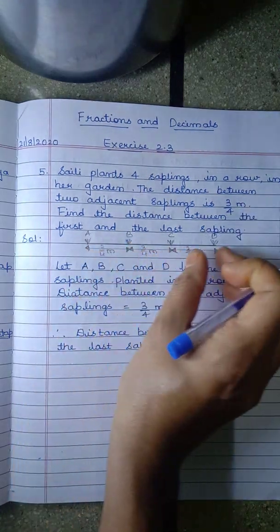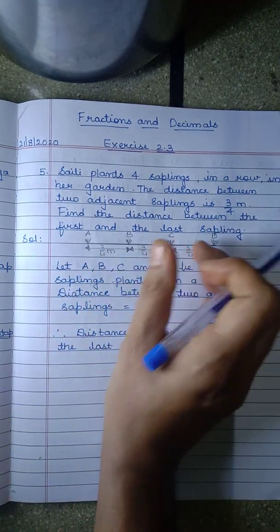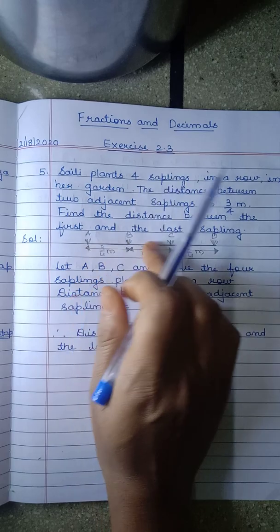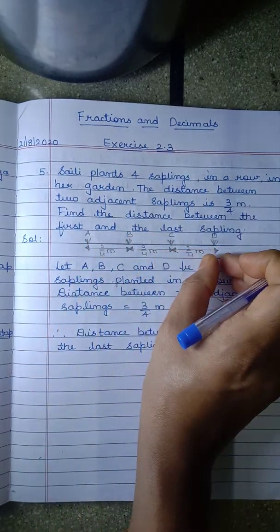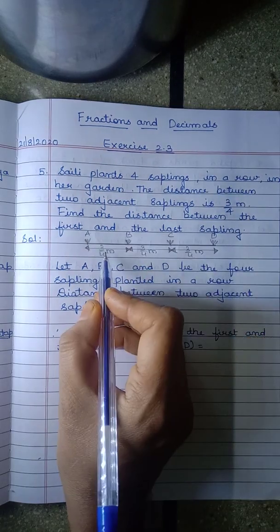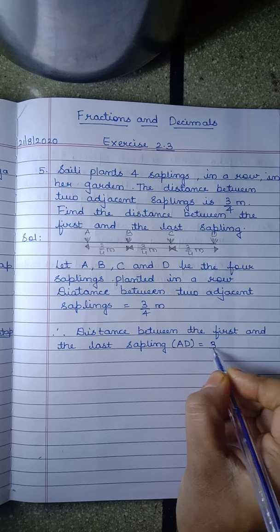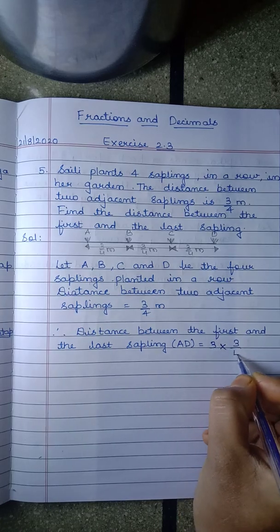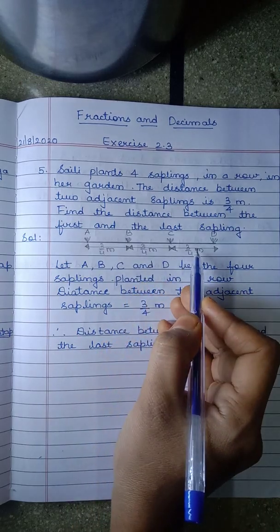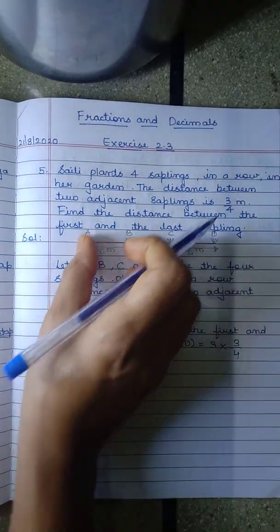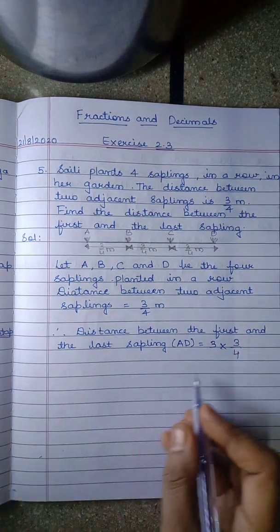Distance between each is 3 by 4. So 3 by 4, 3 by 4, 3 by 4. You have to add all this. Instead of adding, multiplication is repeated addition. Instead of adding 3 by 4 repeatedly, instead of adding 3 times, I can multiply 3 into 3 by 4. The distance from A to D is 3 times 3 by 4, so 3 into 3 by 4.